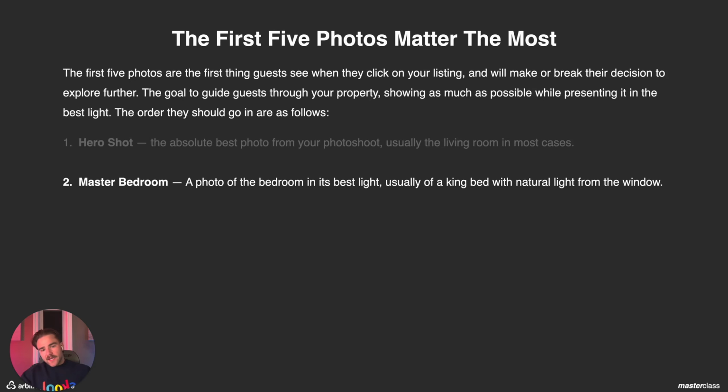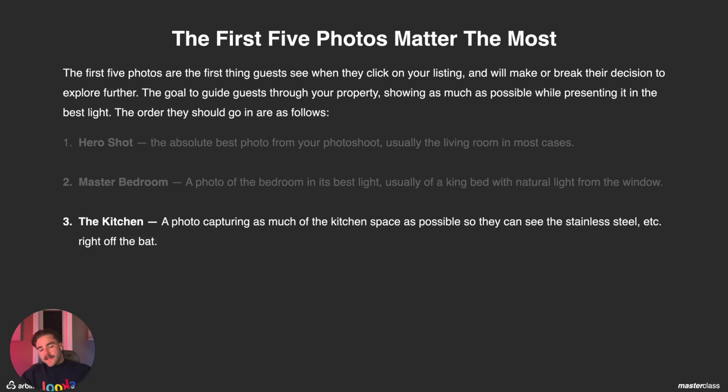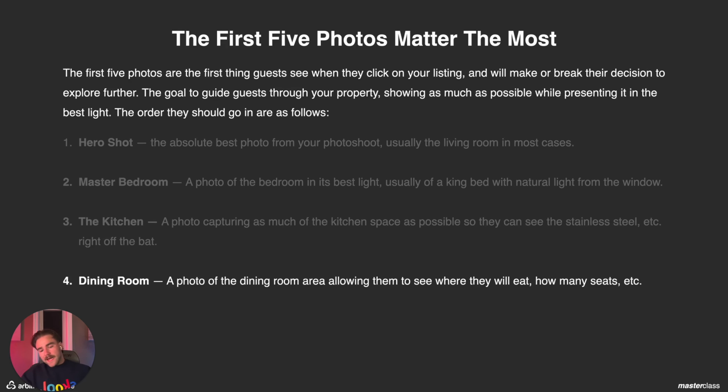Once they click your listing, they can see the other 5 photos, and the second one you want to put is where they're going to sleep. So a photo of the bedroom in its best light, usually of a king bed with natural light coming in from the window, something like that. Third would be the kitchen, a photo capturing as much of the kitchen space as possible so they can see the stainless steel, etc. right off the bat. Fourth is the dining room, again painting a bit of a story here. A photo of the dining room allowing them to see where they will eat, how many seats are there, etc.